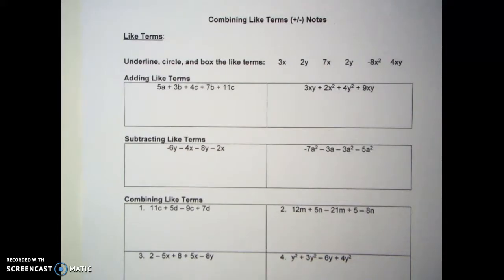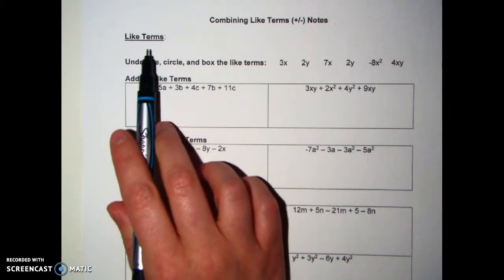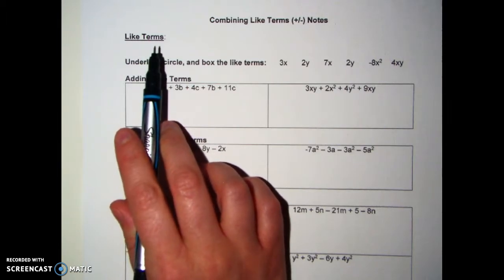This video is on combining like terms, and for this one we are just going to be adding and subtracting. In the next lesson you will see what happens when we multiply and divide with them. But first let's start with what is a like term, or what are like terms.